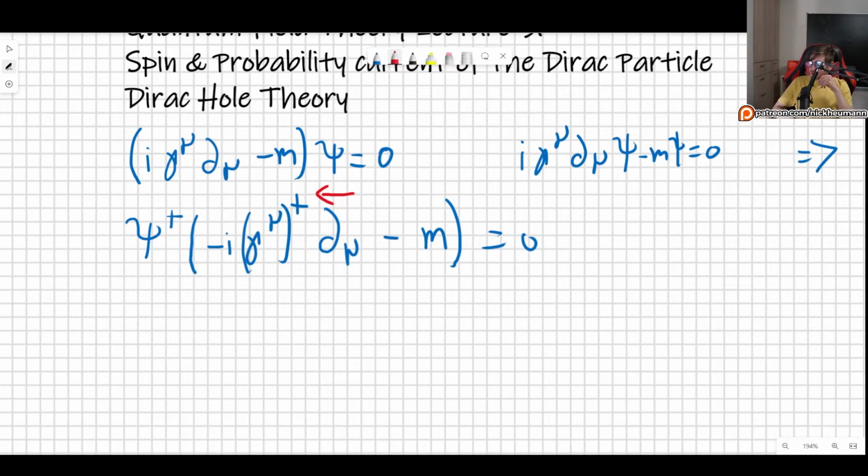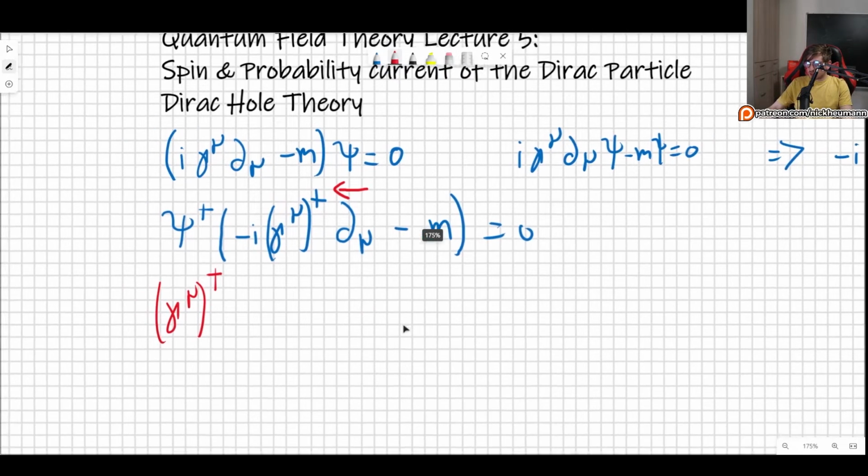So now let's try to figure out what everything is. Gamma mu is our main concern here. Gamma mu Hermitian, right? What is the Hermitian of gamma mu? Well, let's go step by step with each one of the components.